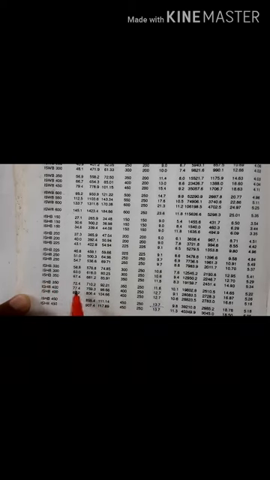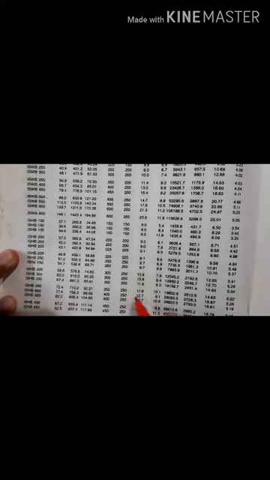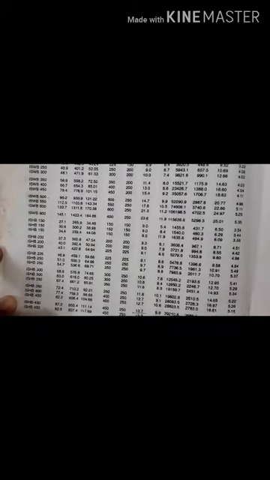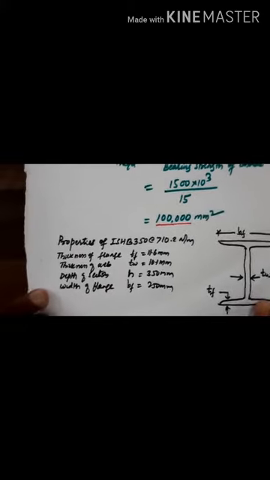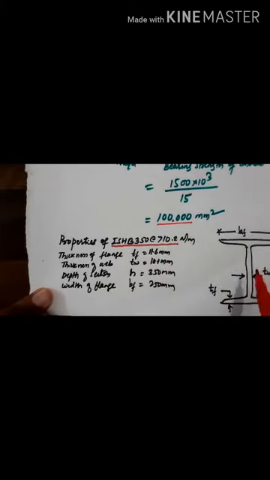From this you will get the depth of the section, the width of the flange, the thickness of the flange section, and the thickness of the web. All of these you will get from the steel table. So refer to the steel table and take the properties. Here I have taken ISHB 350 at 710.2 Newton per meter.